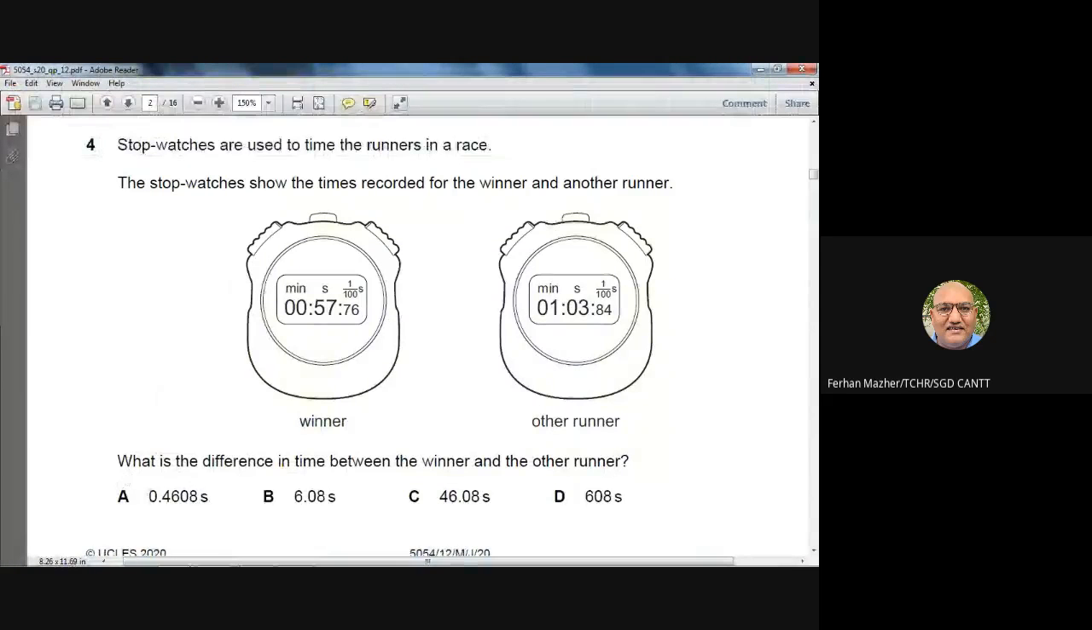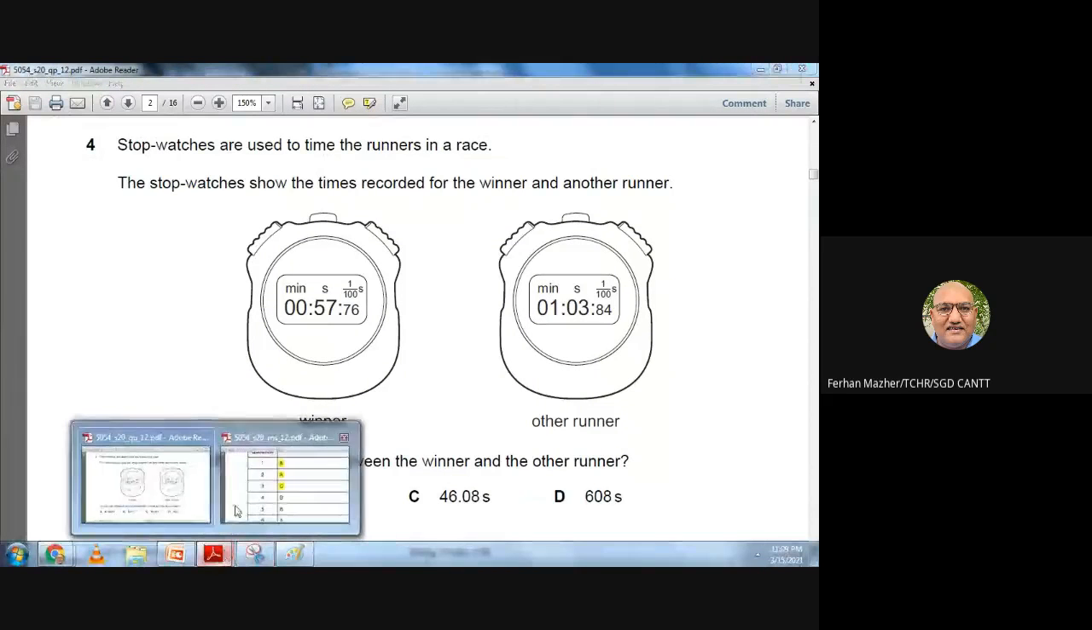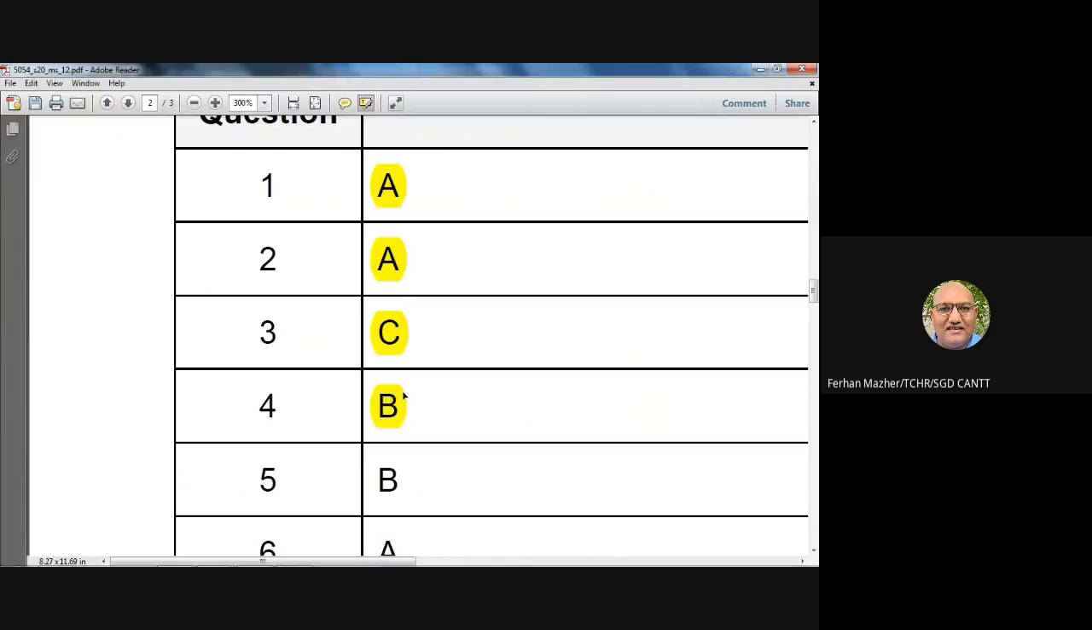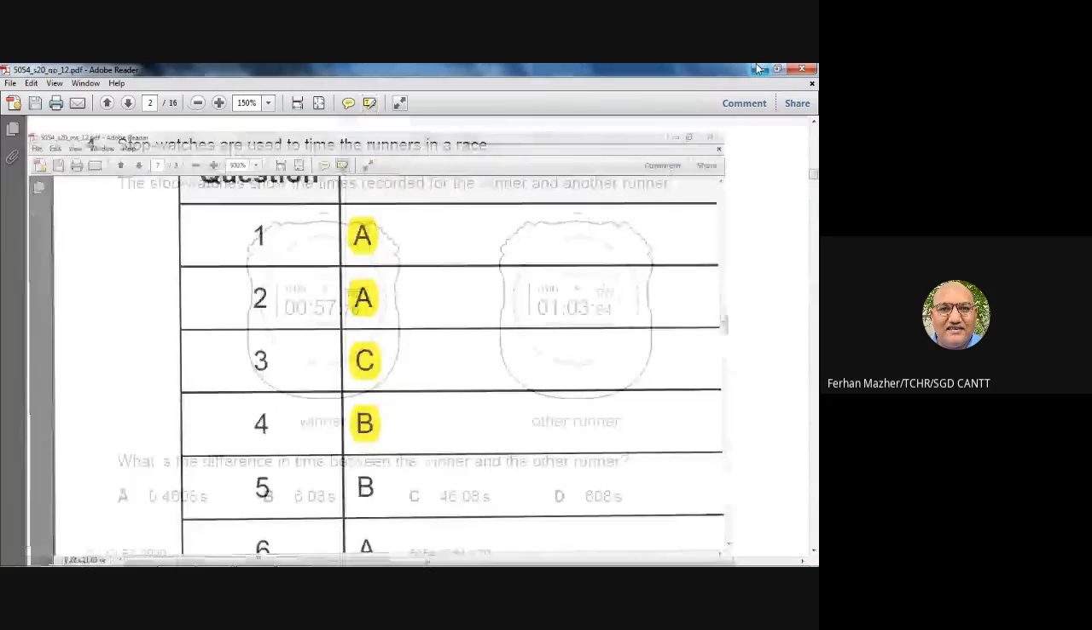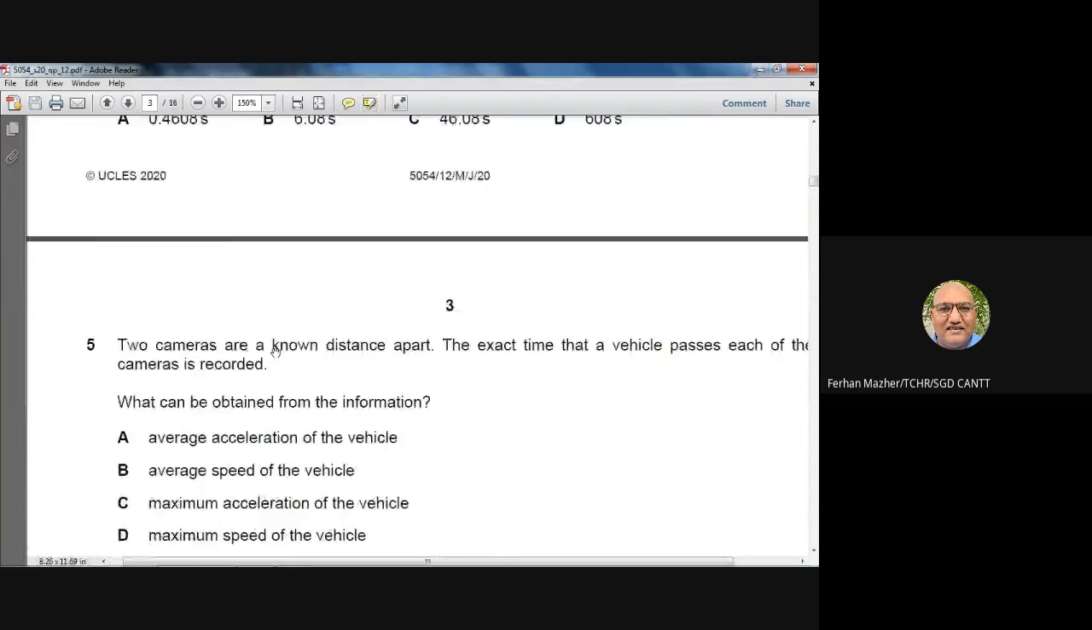So B is the choice. Question number 4, B is the right choice.